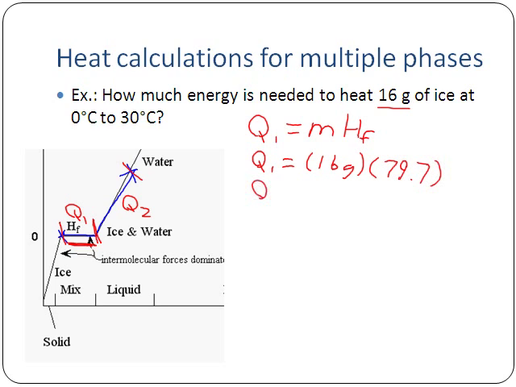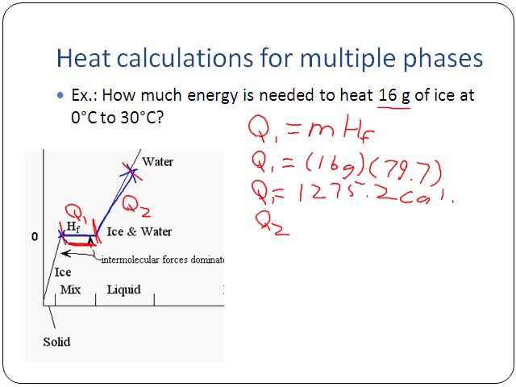And so if we do the math on these, get out your calculators, and you can say that Q1 would be 16 times 79.7, and you get 1275.2. Notice we're not going to do any rounding just yet. We'll do that at the very end. And so that's going to be Q1.